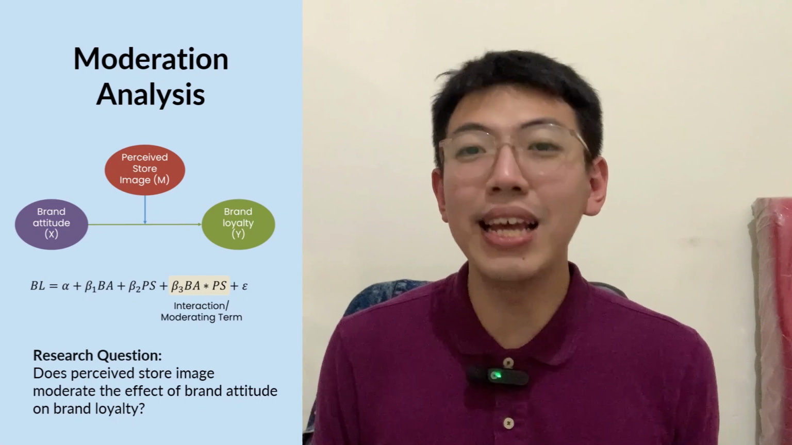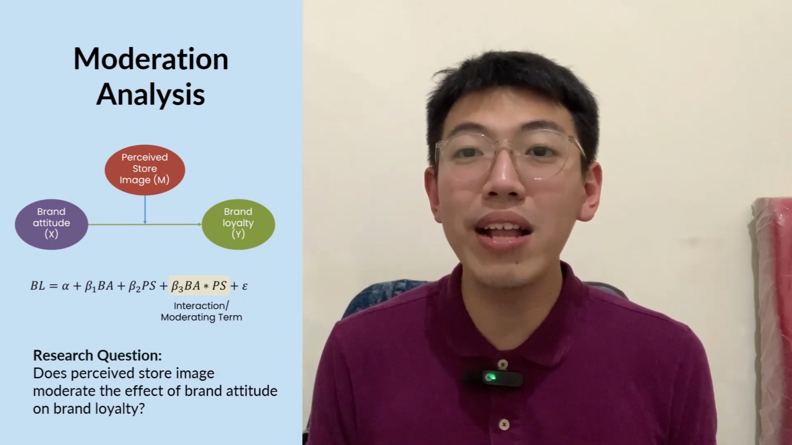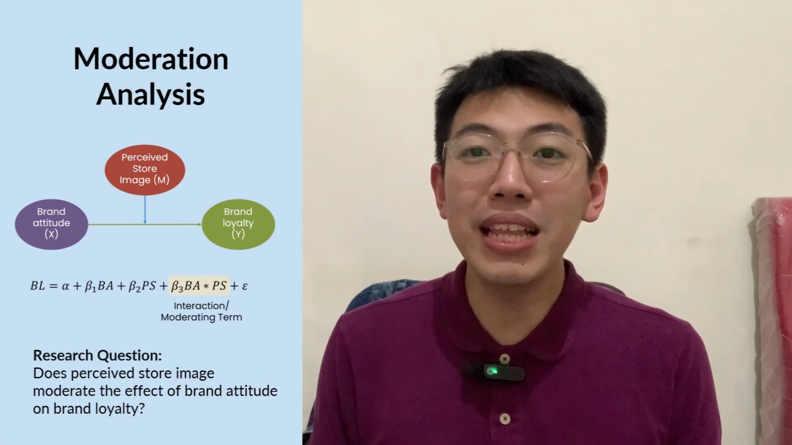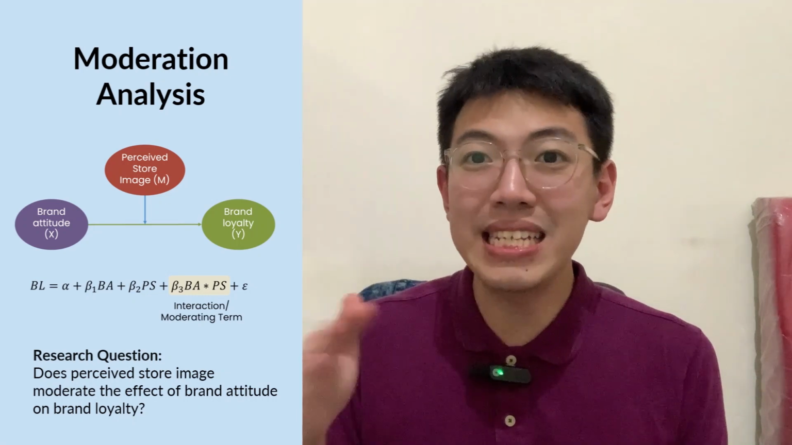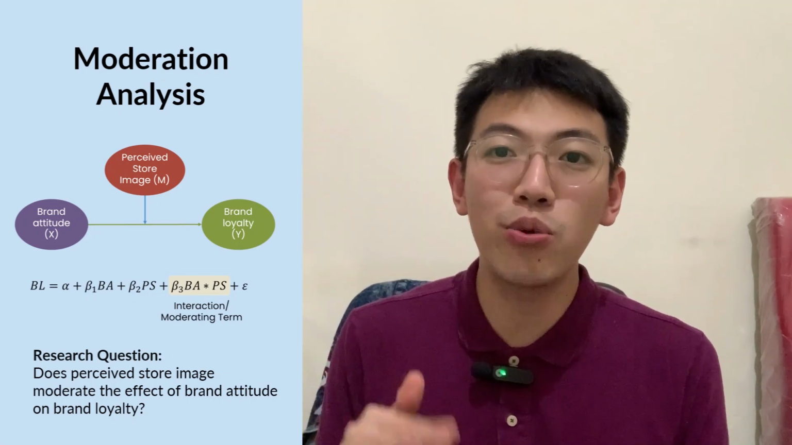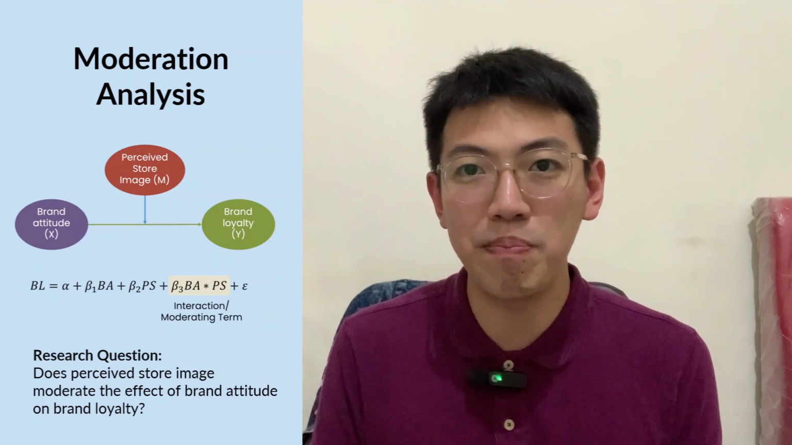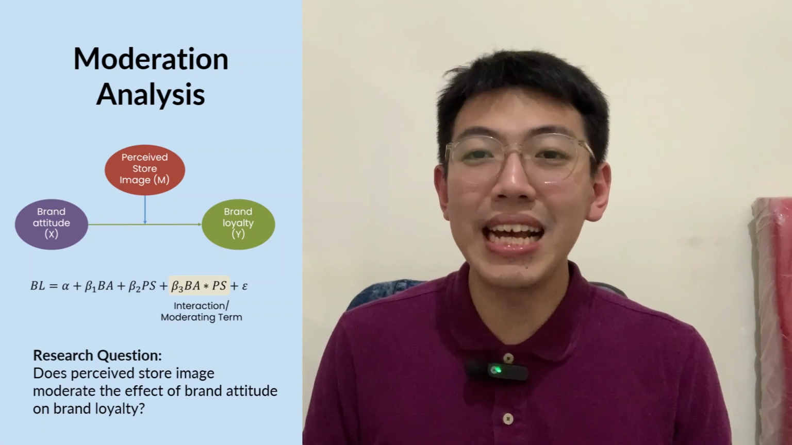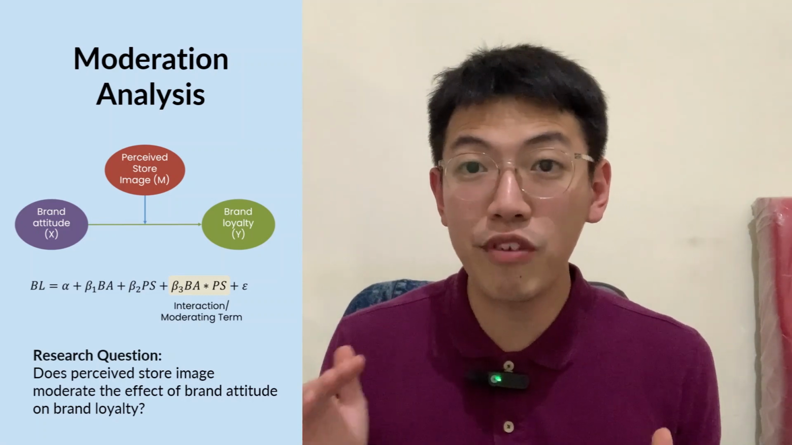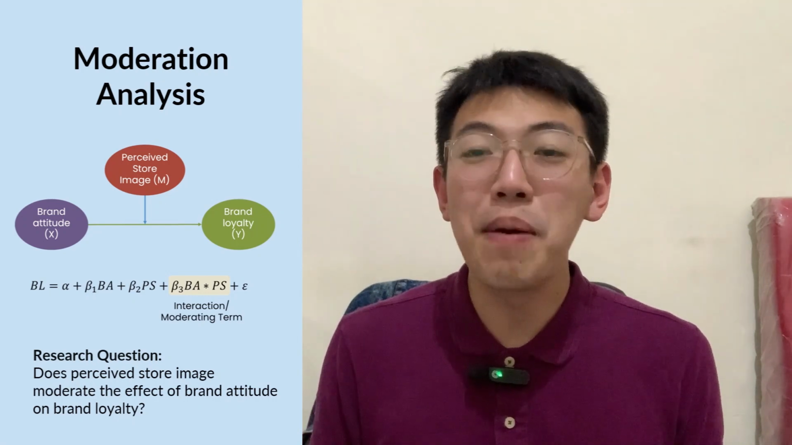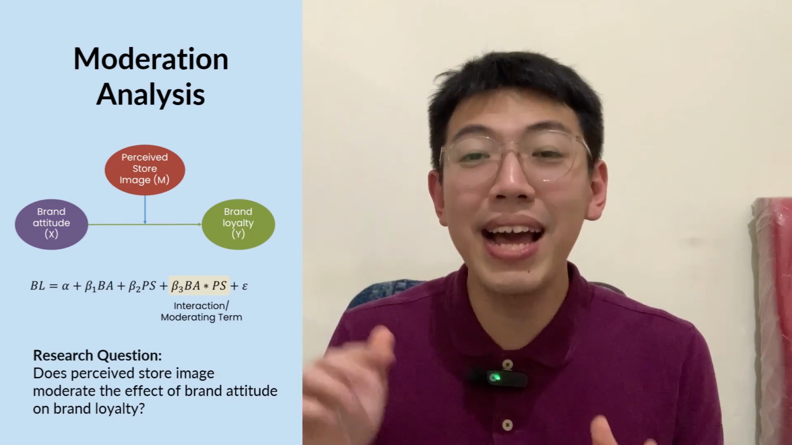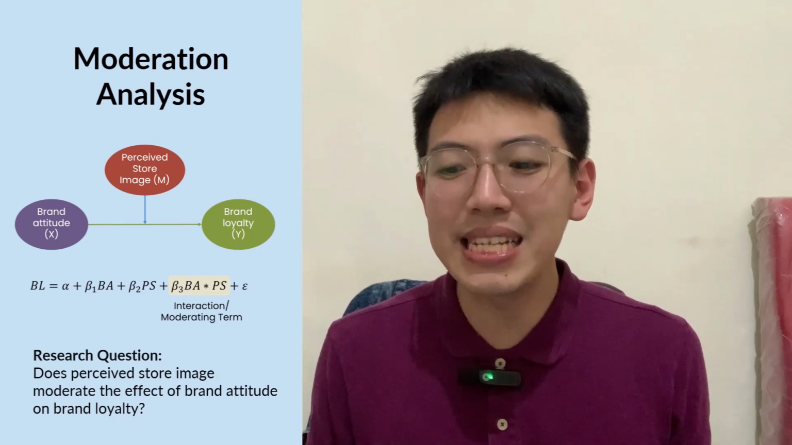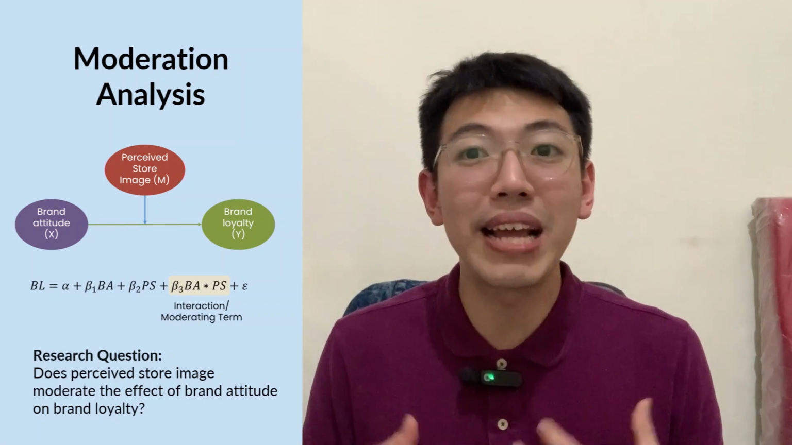BL, it is brand loyalty, equals to alpha plus beta 1 BA, BA here is brand attitude, the independent variable, plus beta 2 PS. PS here is the moderating variable, but in the regression equation, its role is as independent variable. It is perceived store image, plus beta 3, it is the interaction between independent and also moderating variable. We just multiply it, BA multiply by PS plus error. So, BA multiplied by PS, it is the interaction or moderating term.